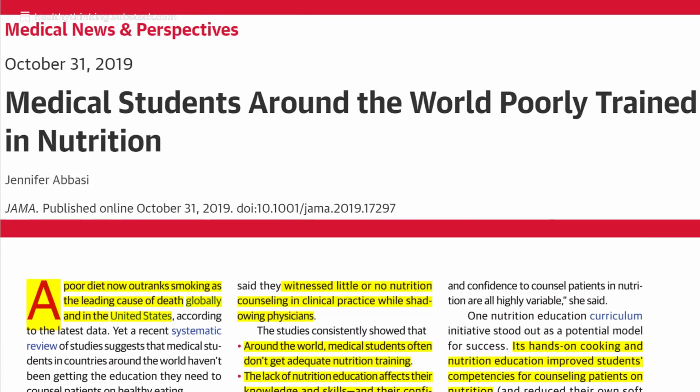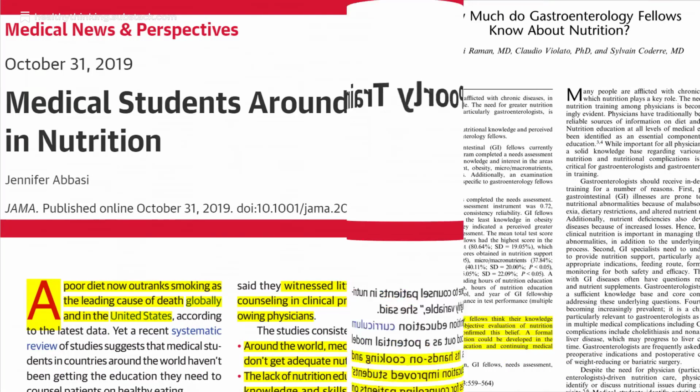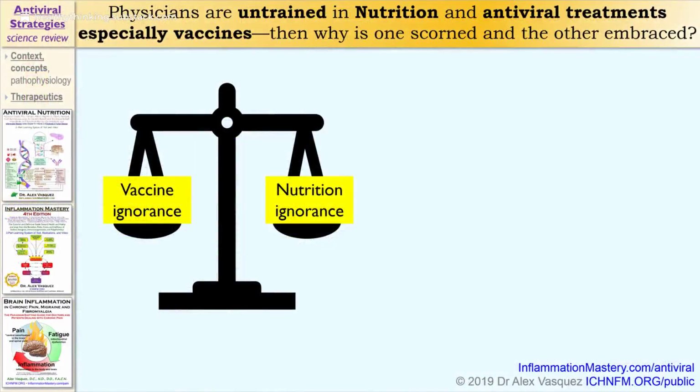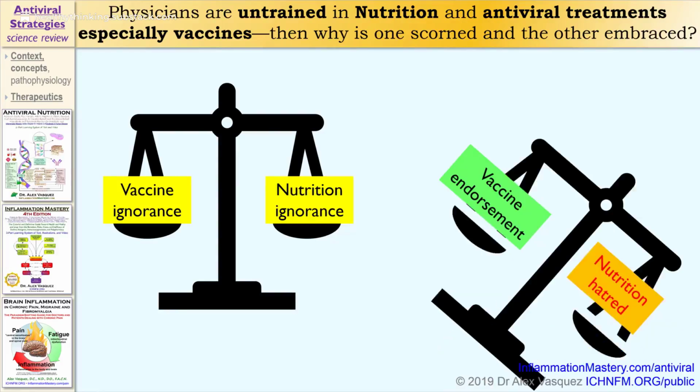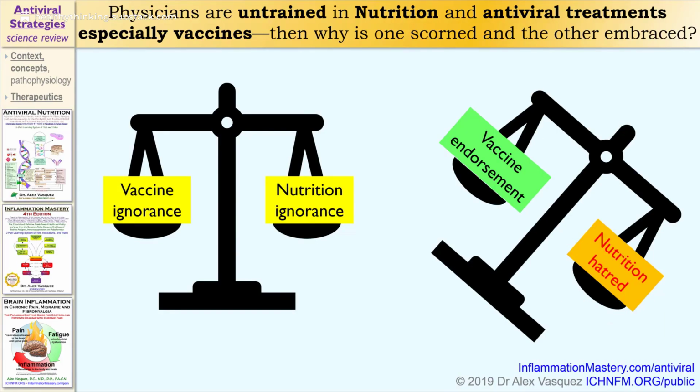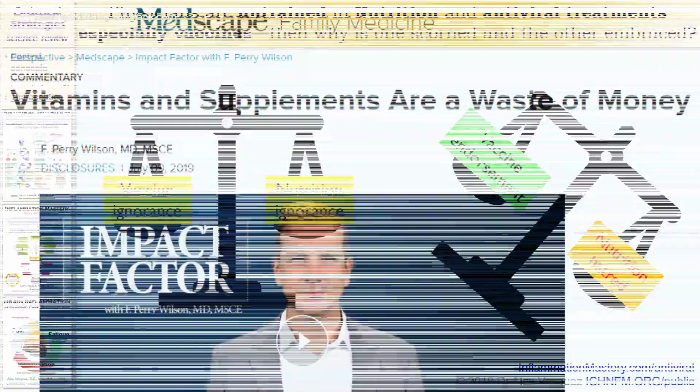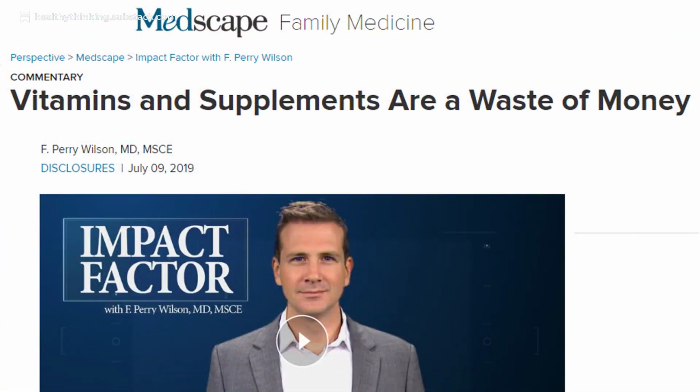Medical education is not going to change to include levels of basic clinical and interventional nutrition. And the reasons for that, of course, are political and financial. So on the day of graduation, medical physicians are ignorant about vaccines and ignorant about nutrition. Yet the entire medical profession then goes on to endorse vaccines and continue to spread hatred and ignorance about nutrition. And I'll show you two recent examples of that.